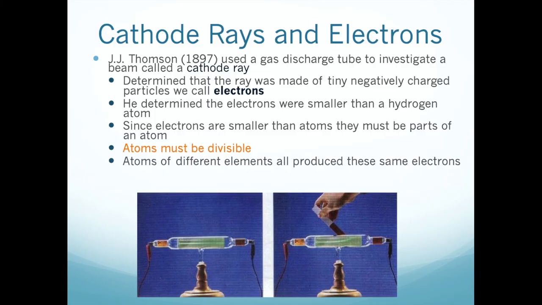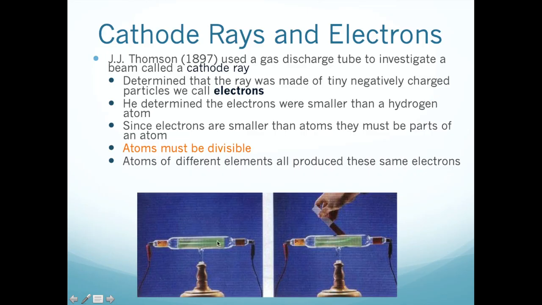Now, this came about through studying what are called cathode ray tubes. And I've got a picture of a cathode ray tube here on this slide. In a cathode ray tube, we have a glass tube, and it has gas in it at a very low pressure. So it's nearly a vacuum. In fact, you'll sometimes hear these called vacuum tubes. They're technically not a pure vacuum. They have a very low pressure of gas.